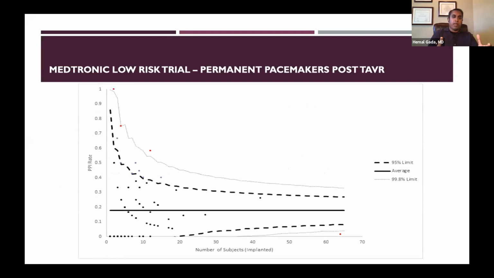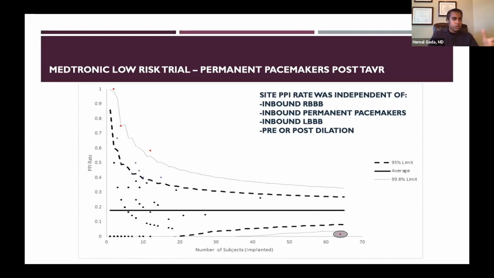This is a scatter plot, a funnel plot of the Medtronic low-risk trial, site by site, pacemaker rate on the y-axis here, number of subjects implanted on the x-axis here. You see a considerable amount of variability with regards to permanent pacemaker incidence. 17.4% is the mean number here. This is my site over here. We were the number 1 enroller in the trial. We're out of the bounds of 2 confidence intervals.